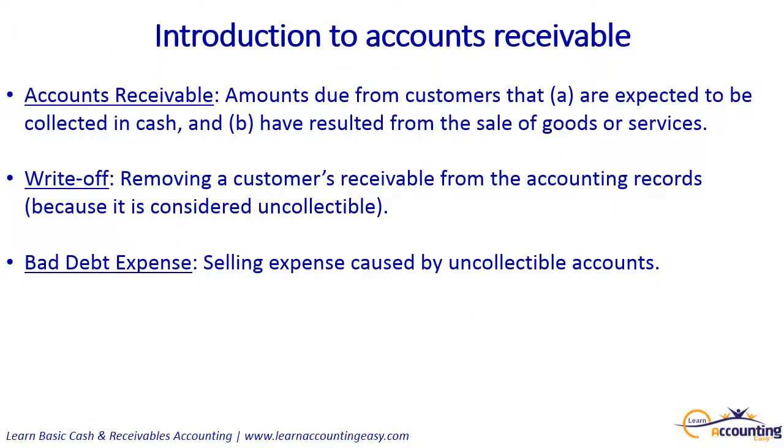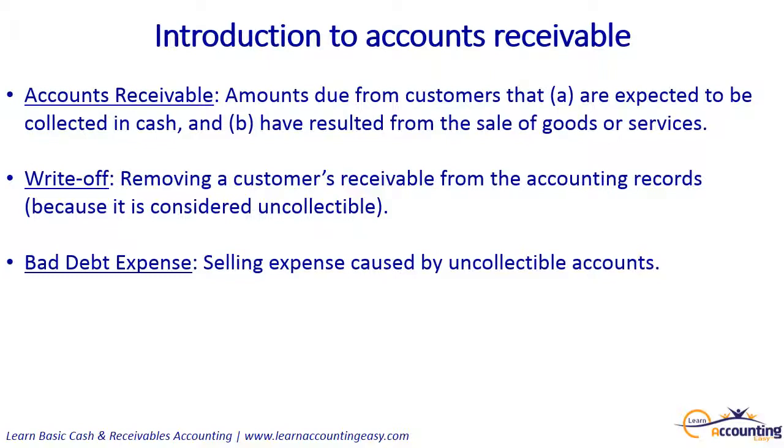And here we have just the formal definitions. Accounts receivable is amounts due from customers that A, are expected to be collected in cash, and B, have resulted from the sale of goods or services. Now, some other items come into play with accounts receivable: write-offs and bad debt expense. So a write-off would be removing a customer's receivable from the accounting records because it's considered uncollectible.